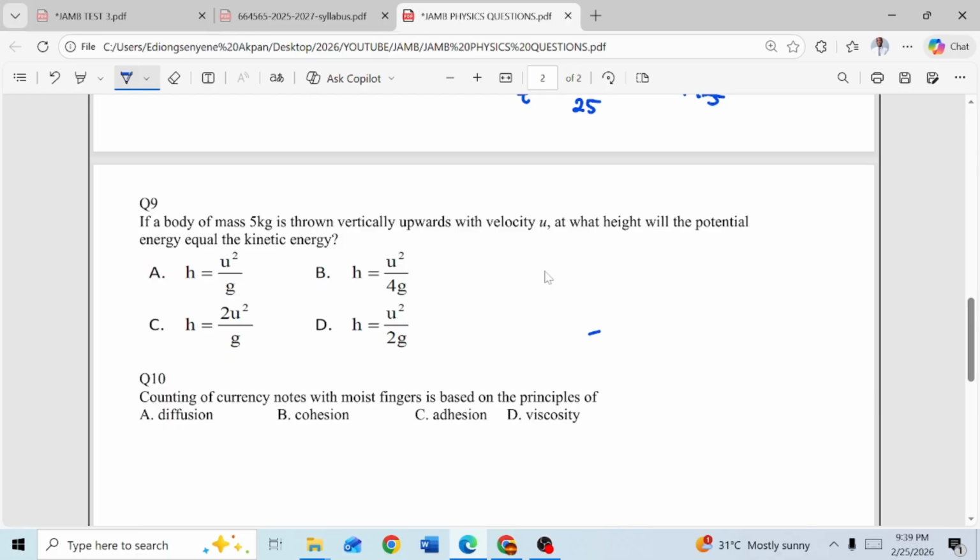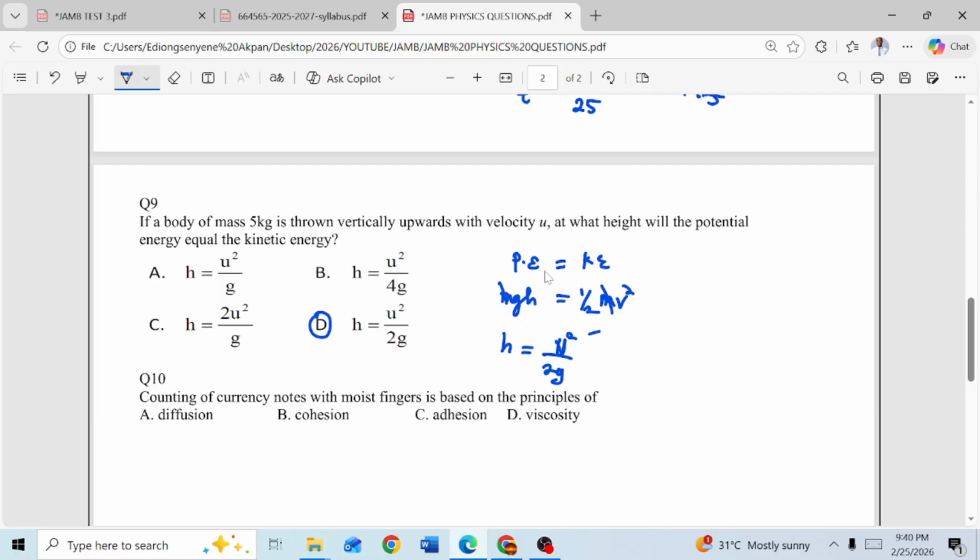Question number 9. If a ball of mass 5 kg is thrown vertically upwards with velocity u, at what height will the potential energy equal the kinetic energy? So they said at what height potential energy equal to kinetic energy. mgh equal to half mv squared. We cancel the masses out. We make h the subject of the formula. This will give us u squared over 2g. That is option D.